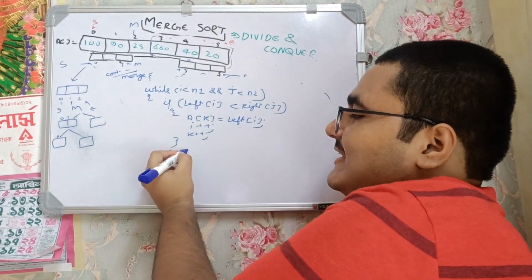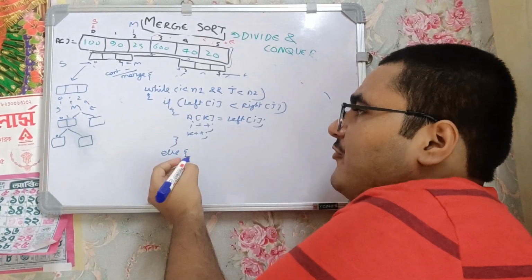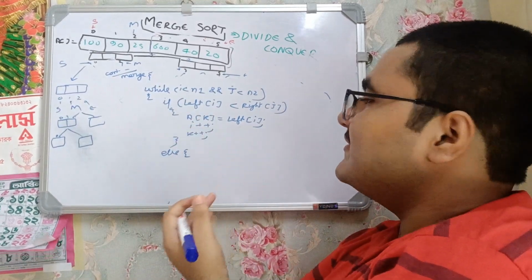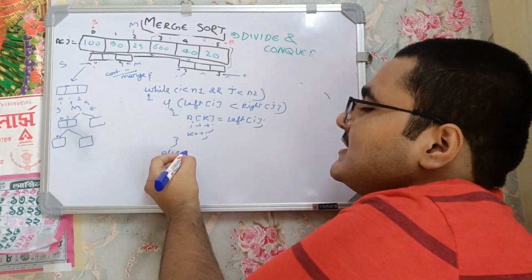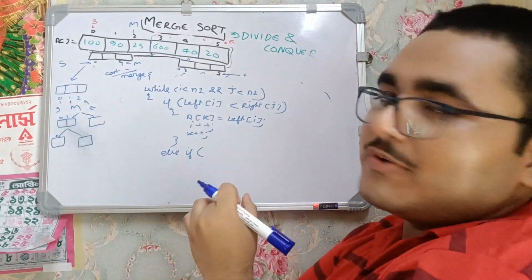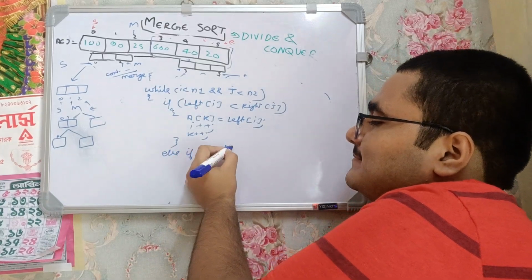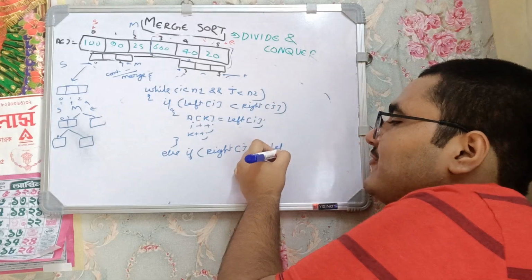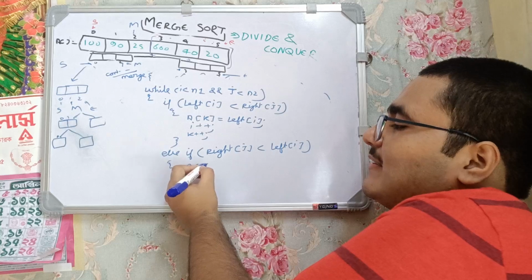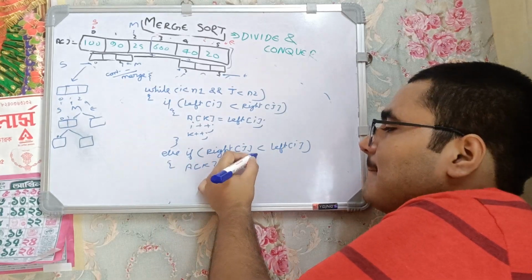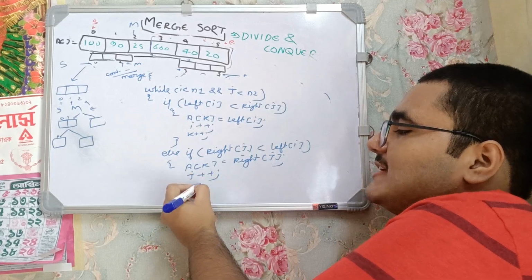Otherwise, else what you can do? Of course, that means if this is not true, then right of j. I mean we should in fact mention the condition here, because otherwise it will also take the equal condition. So if right of j is less than left of i, then A of k is equal to right of j, then j plus plus, k plus plus.